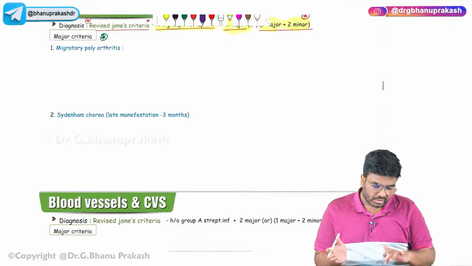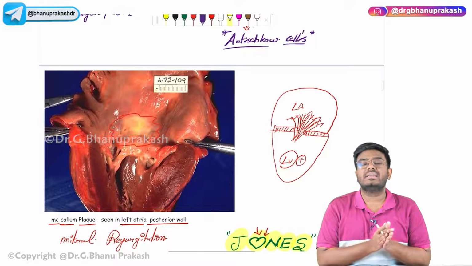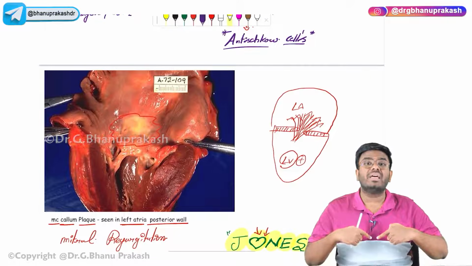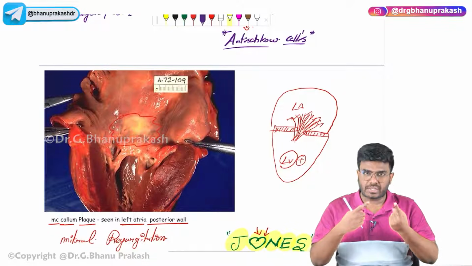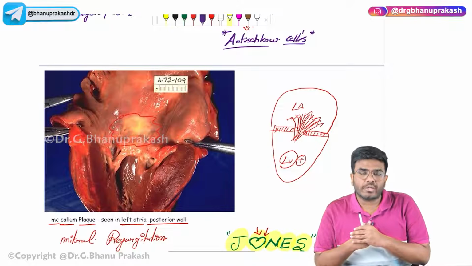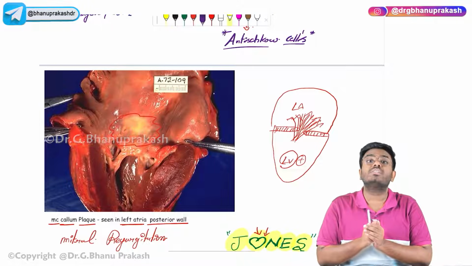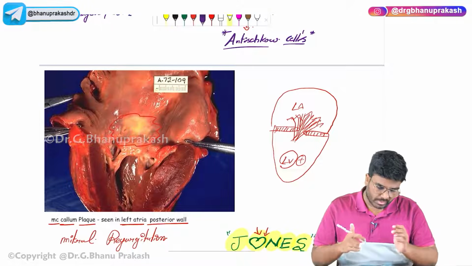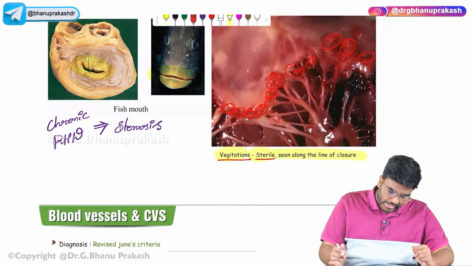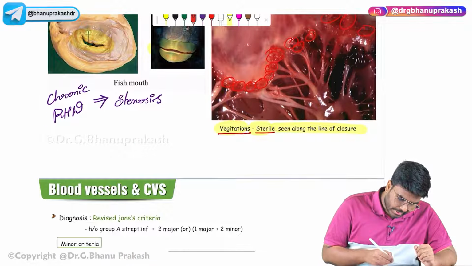And in the left atria, what will you see? In the left atria, what you can see is a MacCallum's plaque. It is because of the regurgitation, mitral regurgitation. And this mitral regurgitation is going to cause a murmur, and what is that murmur? It's a holosystolic murmur. Not only that, I just want to add one more point here, that there is something called a flow murmur.